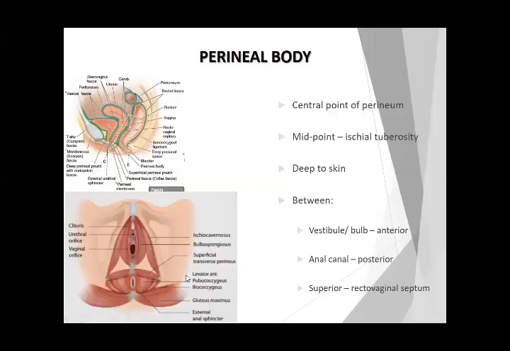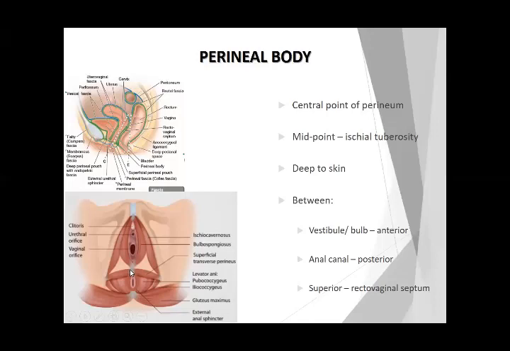Because this is the perineal membrane. Okay? This entire thing between this is covered by the perineal membrane. Okay, you can see it over here. The posterior margin of the perineal membrane, midway between the two ischial tuberosities. This point, this is the perineal body.